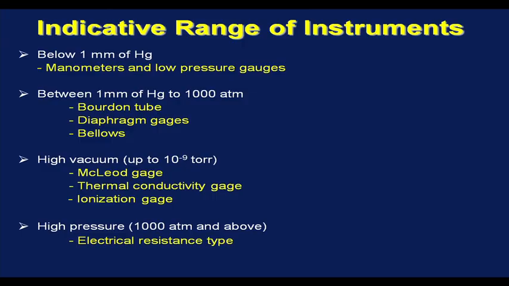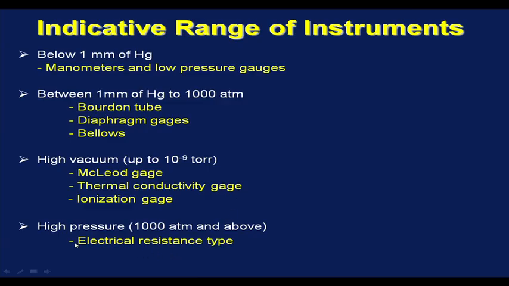This is an indicative range of various pressure measuring instruments. It is just an indicative range. Below 1 millimeter of mercury, we use manometers and low pressure gauges. Between 1 millimeter of mercury to 1000 atmosphere, we can use elastic pressure transducers such as Bourdon tubes, diaphragm gauges, and bellows gauges. For high vacuum, that is up to 10 to the power minus 9 torr or 10 to the power minus 9 millimeter of mercury, we use McLeod gauge, thermal conductivity gauge, ionization gauge, etc.